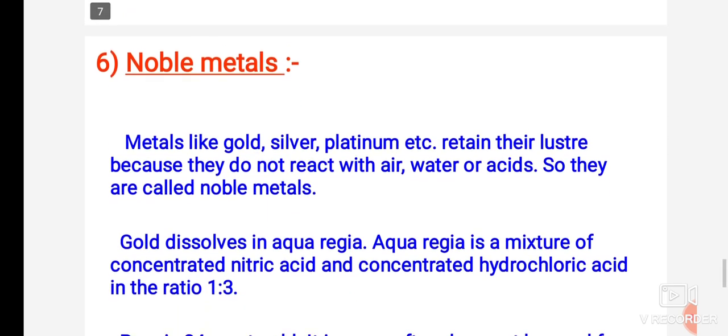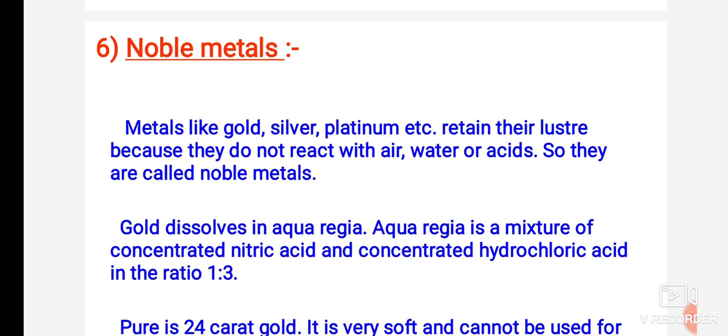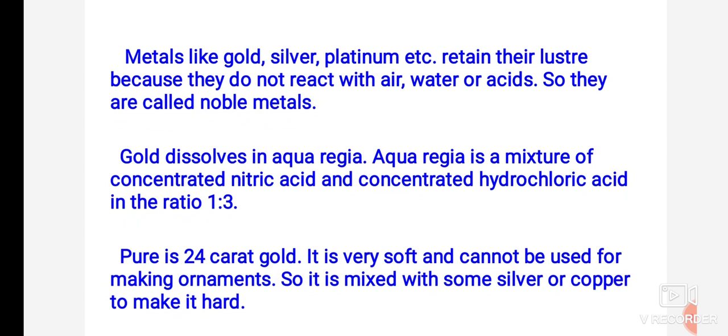Children, there are some metals which do not react. Such kinds of metals are called noble metals. Like we have already discussed, metals like gold, silver, platinum retain their luster. They maintain their shining. They do not react with air, water or acids. That is why they are called noble metals.